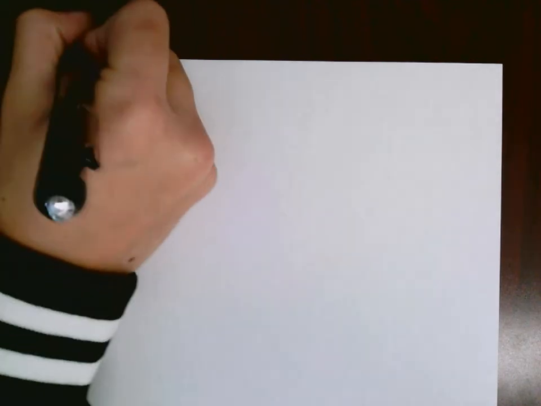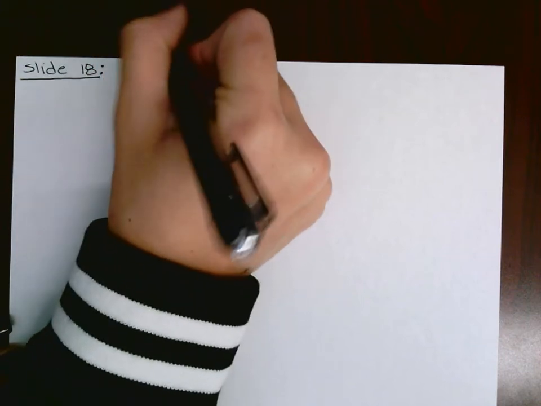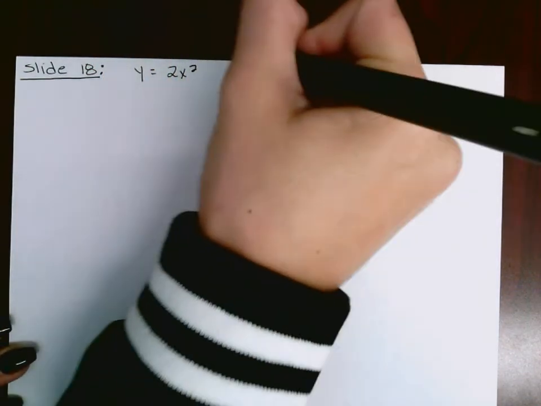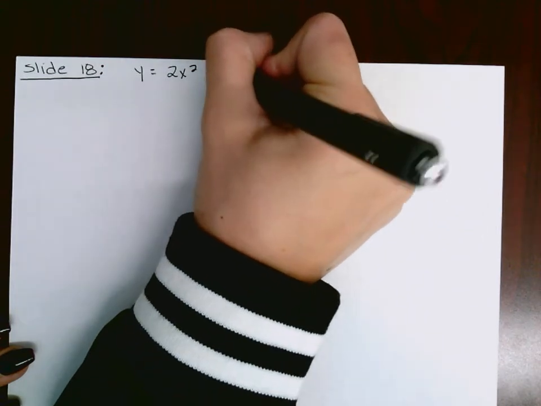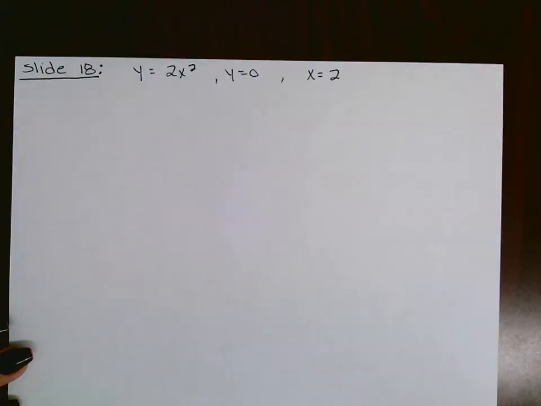Alright, this is slide 18. 16 pi over 15. Not right now. We're working, Mark. Alright, find the volume of the region bounded by the given functions and revolving around their appropriate line. So the functions are y equals 2x squared, y equals 0, and x equals 2. Okay?